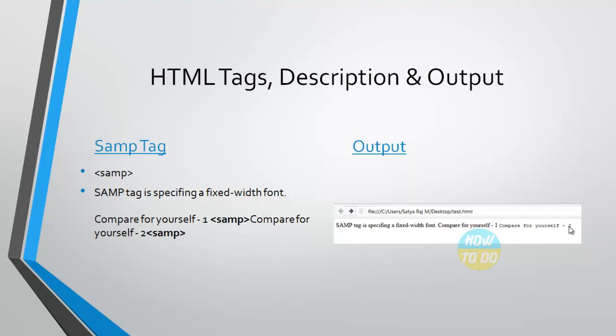Next comes the SAM tag. The SAM tag is specifying a fixed width font. Compare yourself, and I'm using a SAM tag over here. Compare yourself 1, and I'm using SAM tag over here. Compare yourself 2, and I'm closing the SAM tag. And this is the output for your SAM tag, wherein one font is written normal and the other font is written in a different font. If you want to show a line with two different fonts, you can use this option using SAM tags.